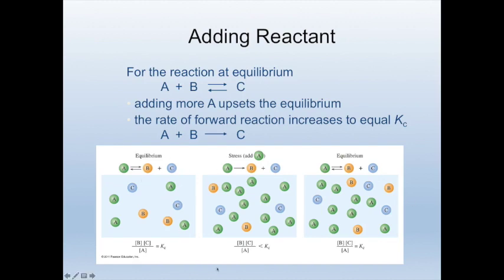So you have it at equilibrium. The constant is B times C over A. You add A, this increases the concentration of A, which would make the equilibrium constant go down, but it's constant, so the concentration of B and C must increase to compensate for the increase in concentration of A.